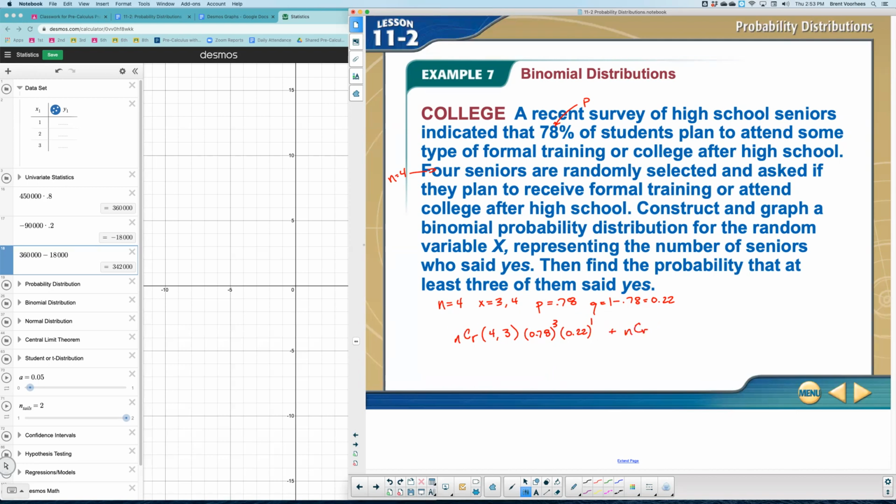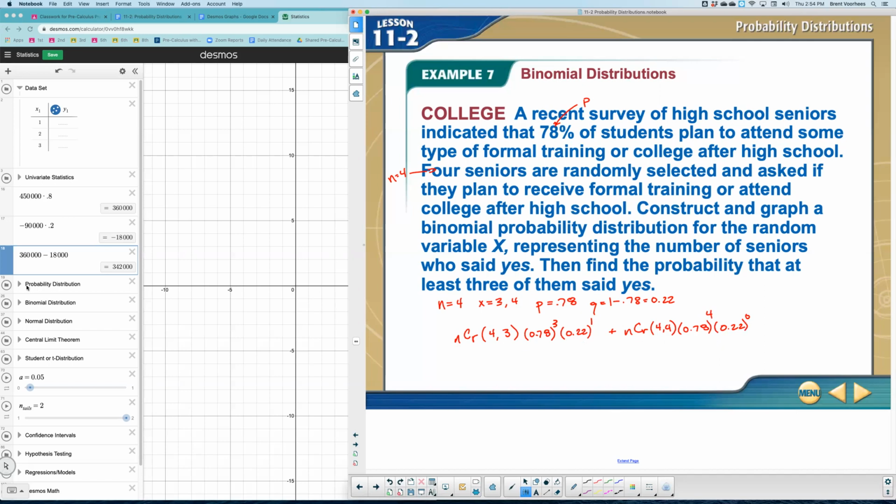And we're going to take that value and add it to the probability if all 4 said yes. We need at least 3, maybe 4 to go to college. So what's the probability of all 4 going to college? Well, it's the same probability, but this time to the 4th power. We need that probability to hit 4 times, and we need 0 people to fail. So we would add these up.